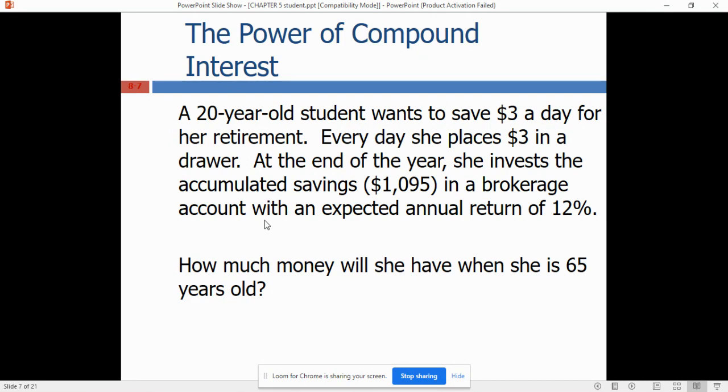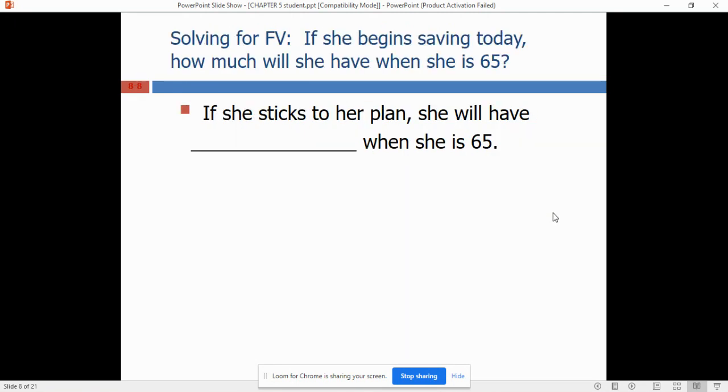All right, she's starting at 20 years old. Just imagine around your age. She's starting today itself, for the next how many years? When she's 65. Therefore, for the next 45 years. All right, she's keeping 3 ringgit a day, 1095 per year for the next 45 years, and she's investing in a brokerage firm and earning a 12% return. So the question is, if she sticks to her plan, how much will she have when she's 65? Class, can you calculate what they're asking?